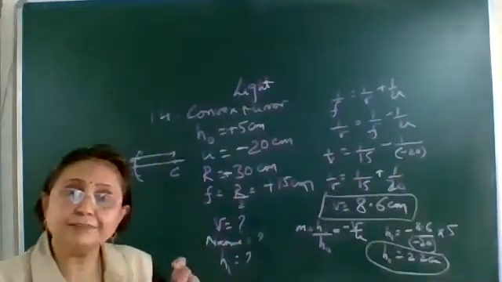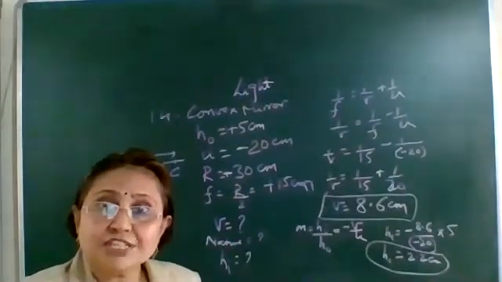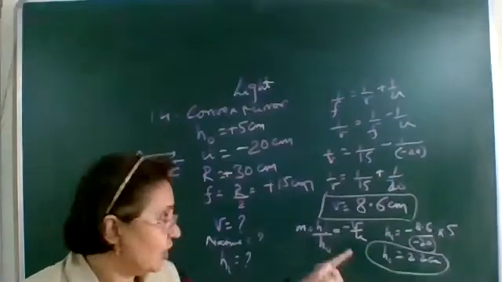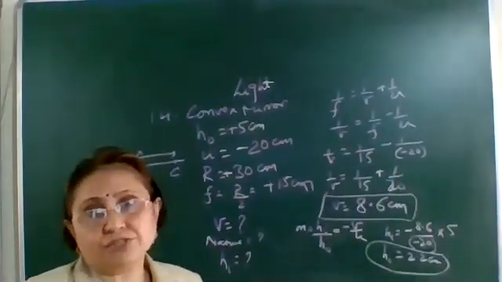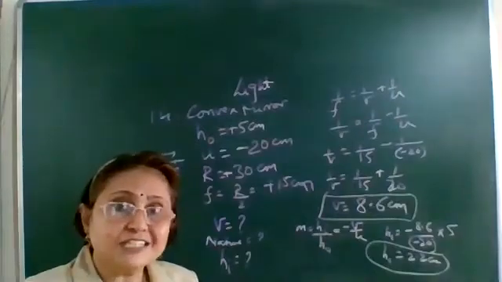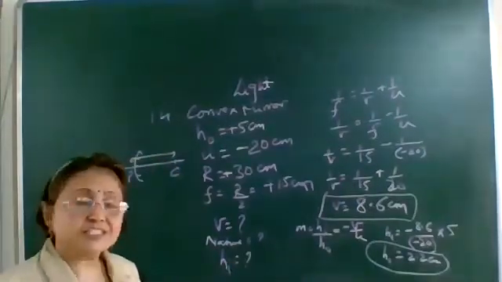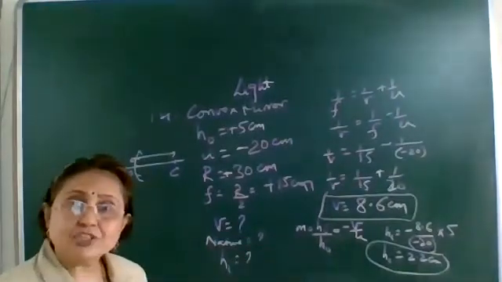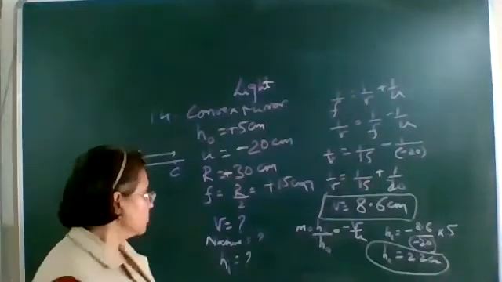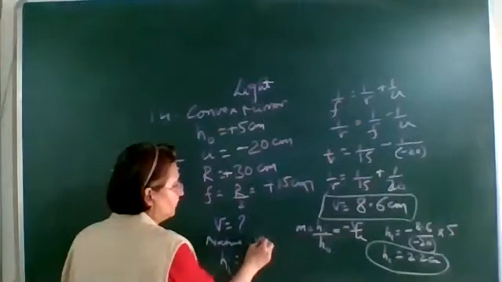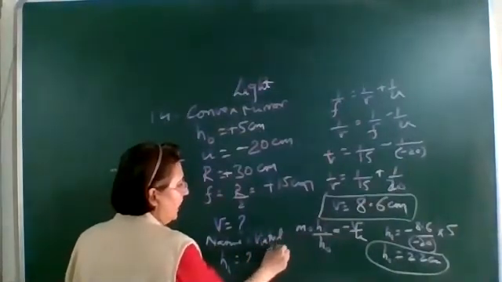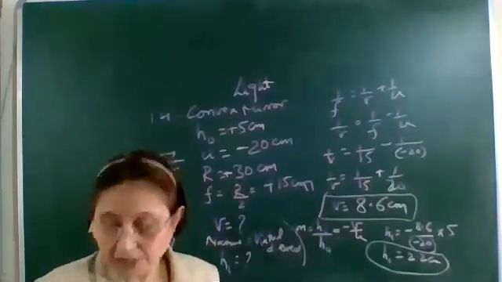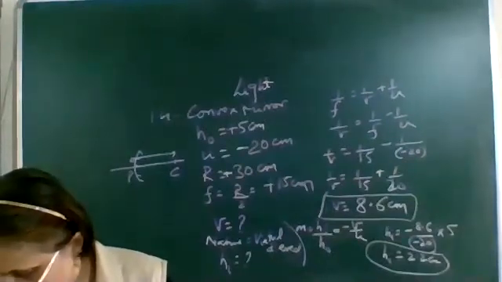Now the height of the image is positive. What does it mean? The image is formed above the principal axis. It's not an inverted image, it is an erect image. If hi is negative, it means it is an inverted image. But here, hi is coming positive, it means it is an erect image. So what is the nature of the image? Erect images are virtual. The nature of the image is virtual and erect. Then we move to the next question.